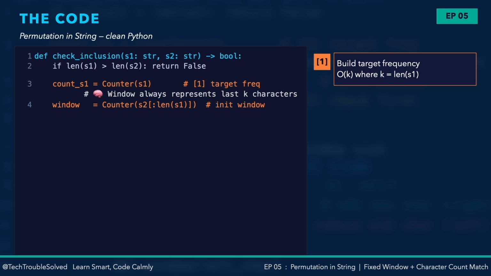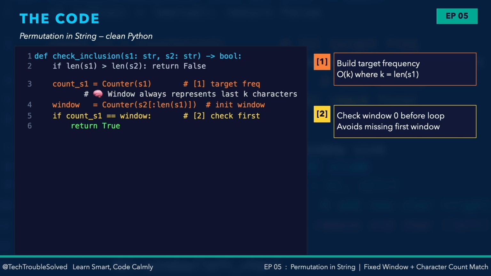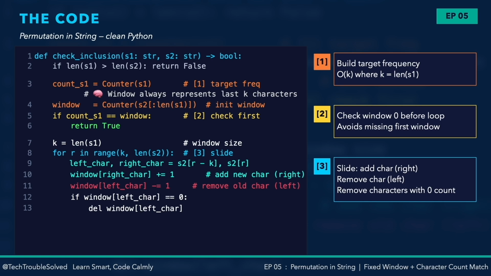Window starts as the first length of S1 characters of S2. This one changes every step. Check window 0 before the loop. Don't skip it. The slide loop. R starts at K, one position past the initial window, and moves to the end of S2. R minus K is the left edge, always exactly K positions behind R. So as R moves right, the left edge moves right too. Fixed size window sliding forward.